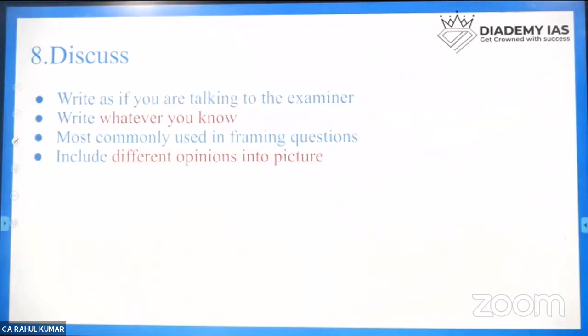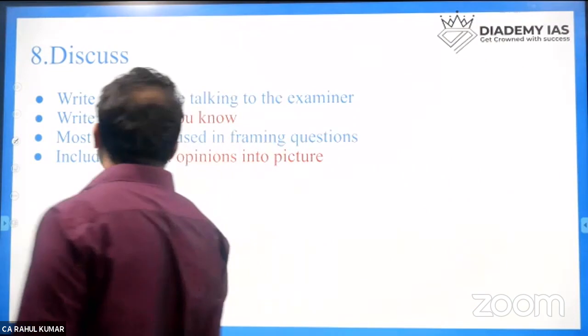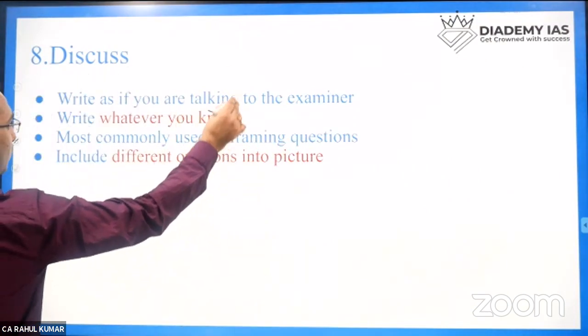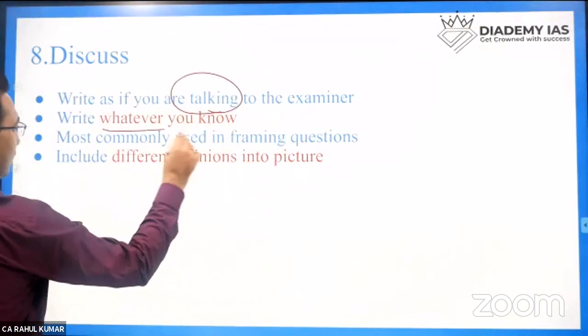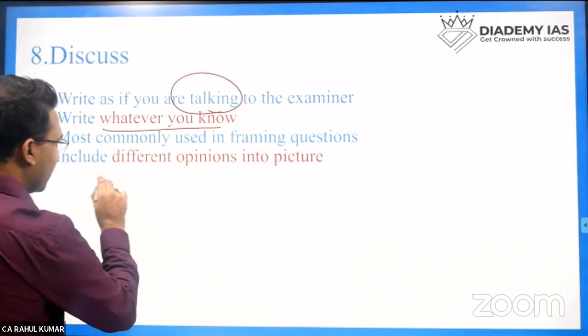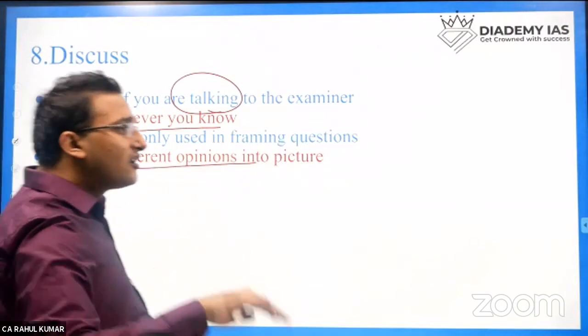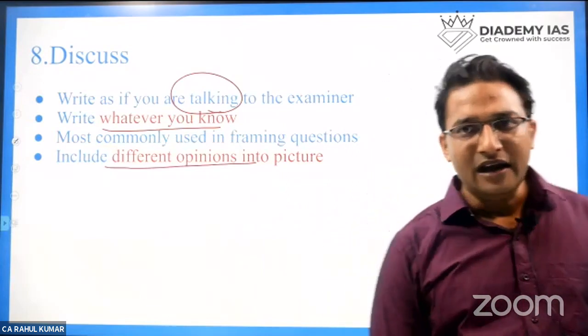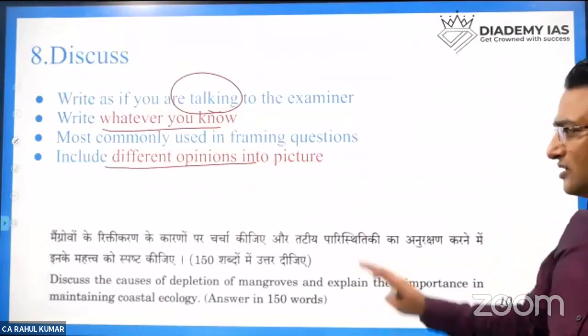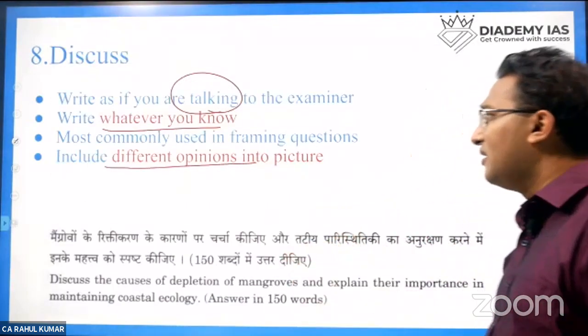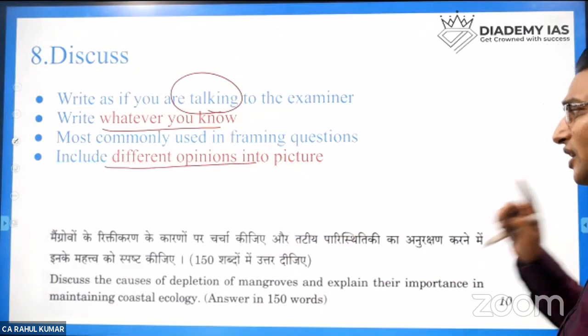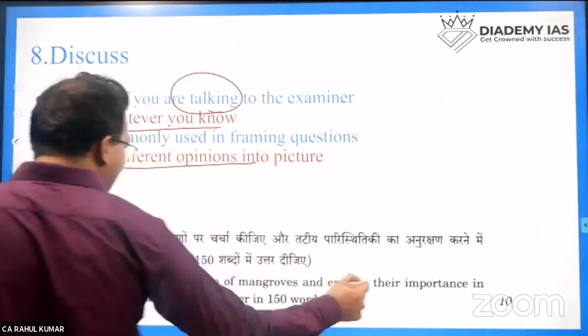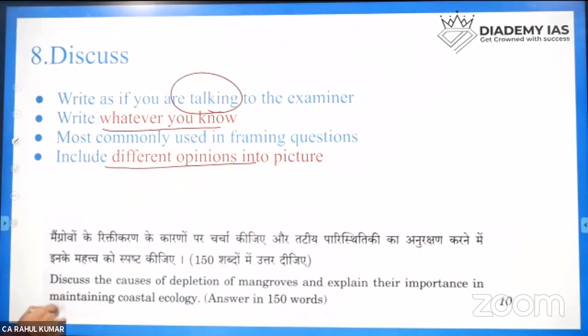Discuss is also very simple, that you have to talk to the examiner. So just tell whatever you know about the topic. You can tell more than one opinion. You can tell different opinions given by different people, right? Not only your own opinion. So this is the kind of question which is there based upon this. Discuss the causes of depletion of mangroves and explain their importance in maintaining the coastal ecology, right? So the discuss word here has been used. So you have to tell the causes, all the different kinds of causes, okay?